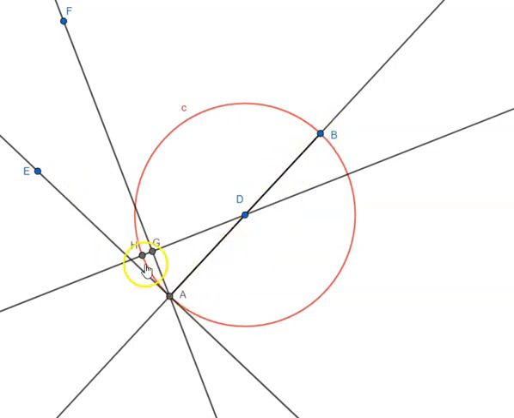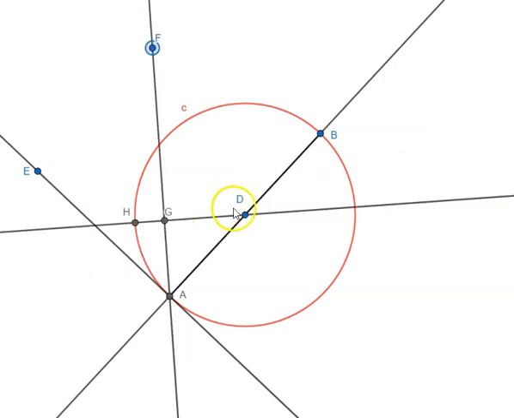BAH curvilinear angle will be greater than any acute rectilinear angle, and HAE would be less than any acute rectilinear angle. So that was proposition 16 of book 3 of Euclid's Elements.